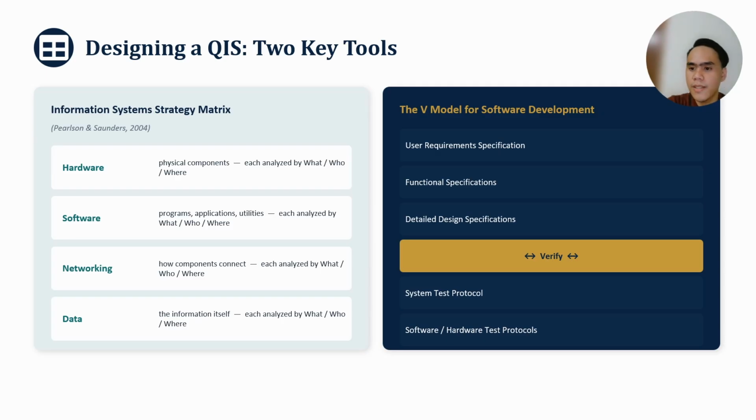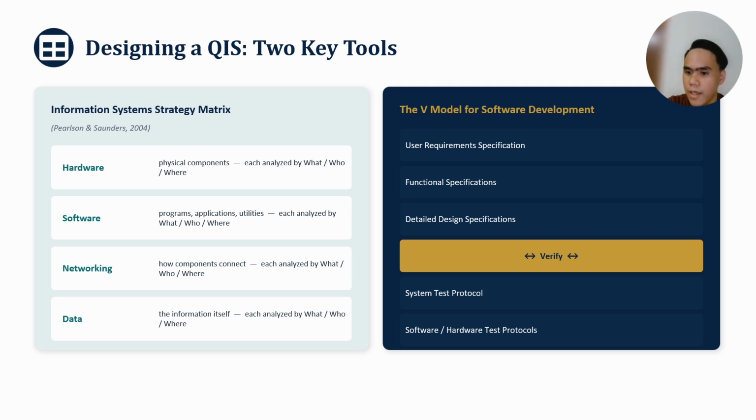Okay? So designing a large-scale QIS is genuinely risky. The chapter is blunt that the larger these systems get, the more fraught with the risk of failure they become. So two tools are specifically recommended to manage that risk. The first is the Information System Strategy Matrix, developed by Pearlson and Saunders in 2004.